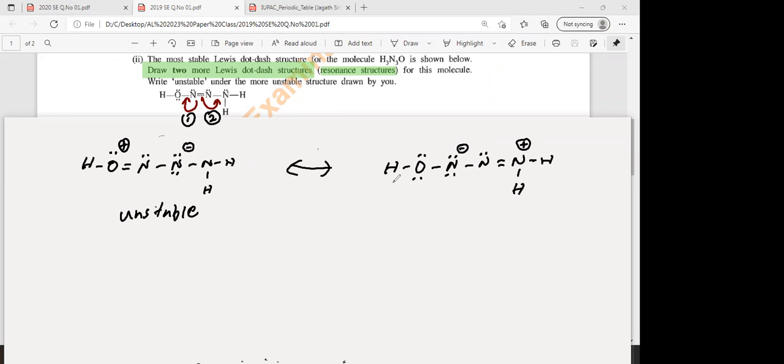Right. So you know how to assign the formal charge, right? You have to check the number of valence electrons for that atom, and then check how many electrons are allocated. If it is more, minus charge. If it is less, plus charge. If you want me to explain, please let me know. I'll explain again.